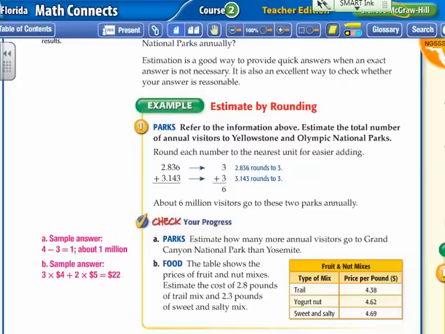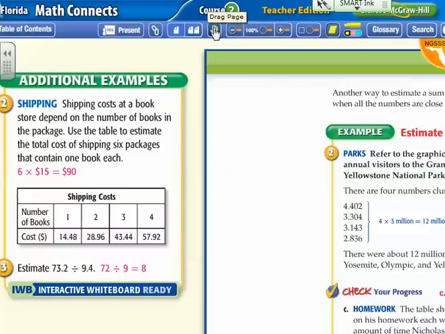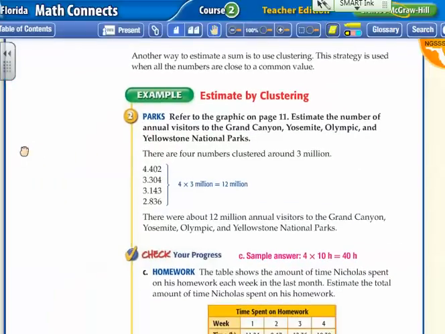The other way we talked about in class was to estimate by clustering. On the last page, they gave us the bar graph that had the attendance for each of these 4 parks, in millions. So for the Grand Canyon, 4.4 million showed up last year, and Yosemite 3.3, and so on.